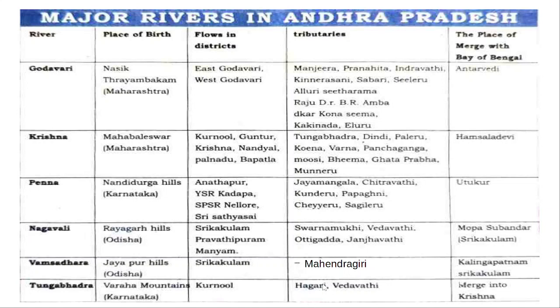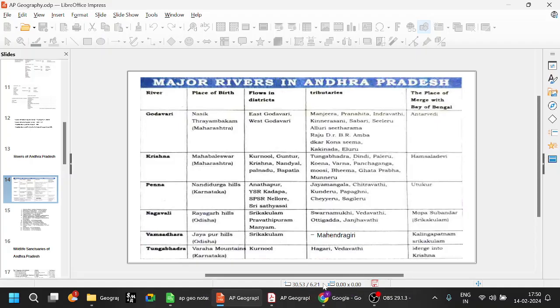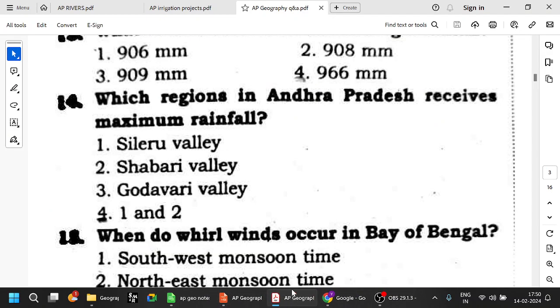And you see here Hagari in Tungabhadra, right? In Tungabhadra there is Hagari. So Hagari is often considered as receiving low rainfall. So anyway, which regions in Andhra Pradesh receive maximum rainfall? It is Seeleru and Sabari Valley. Keep that in mind.